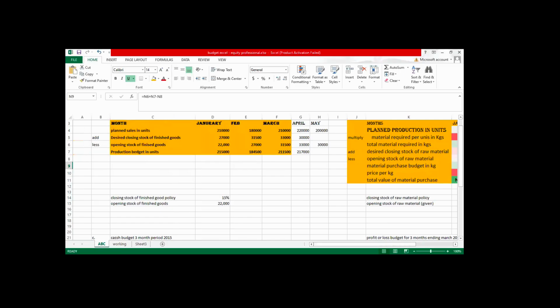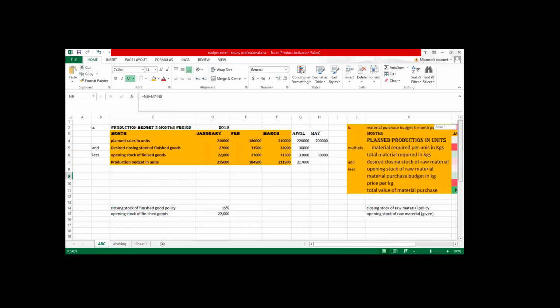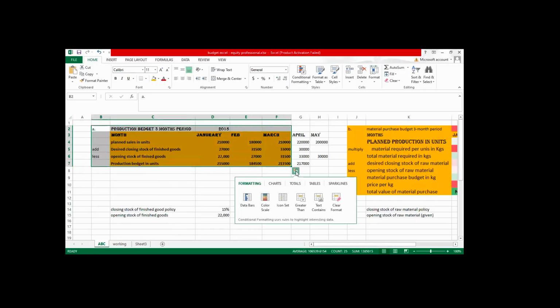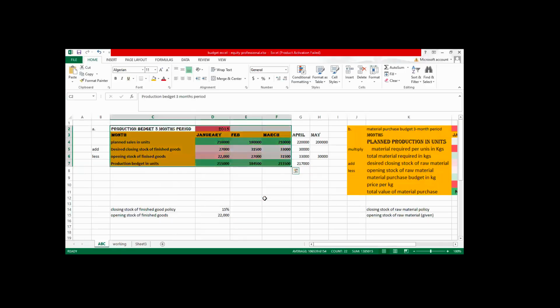Please check requirements C. What are we asked to do? Cash budget. Cash budget. What is cash budget? How do we prepare cash budget?